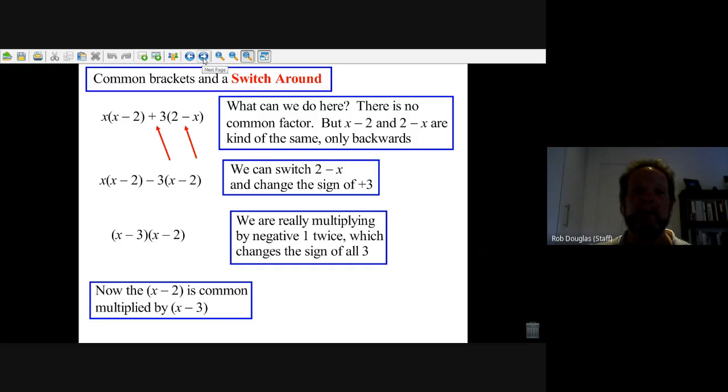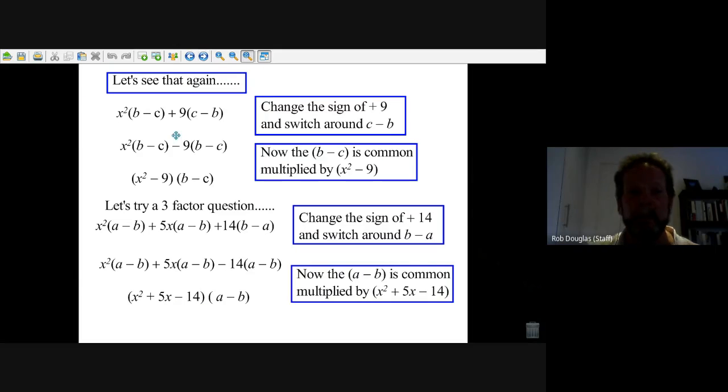Let's look at another question. Here we've got the same problem. We've got two factors, b minus c, and then something that's different, c minus b. But we can switch it around and make it b minus c, and remember to change the sign of plus 9 to minus 9. Now we've got b minus c and b minus c, a common factor in both of these products.